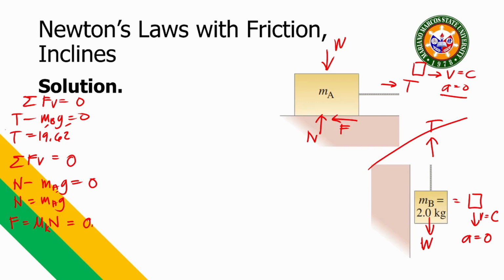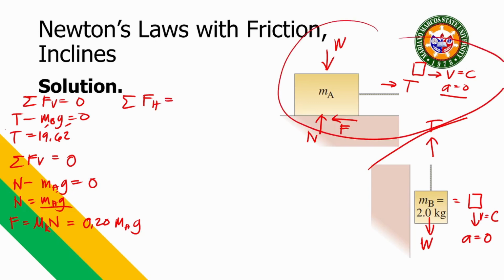0.2, 0.2, so multiplied by N. So N was mag, so m_A multiplied by gravity. Now let us try to consider the summation of forces in the horizontal direction. For this body, the acceleration is 0, so mass times acceleration will be equal to 0.